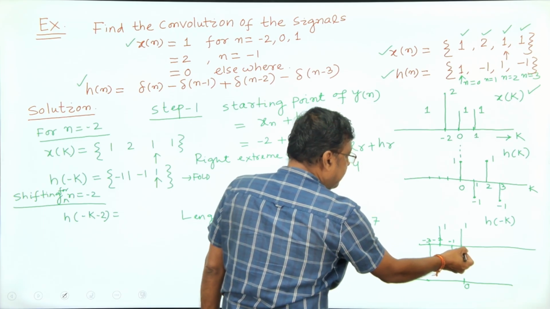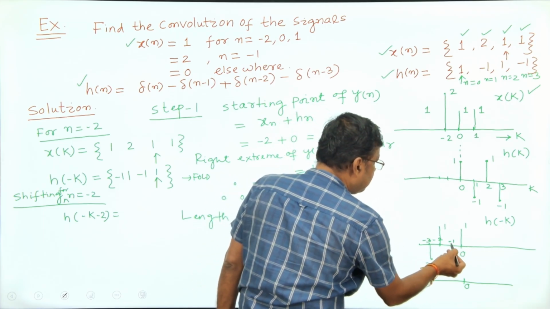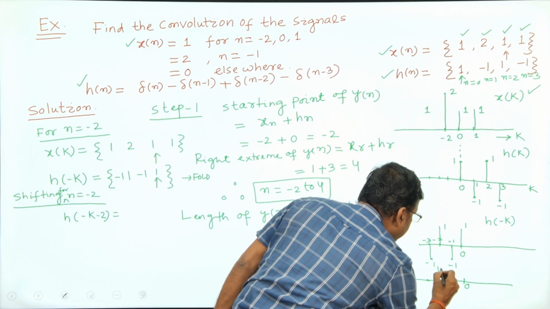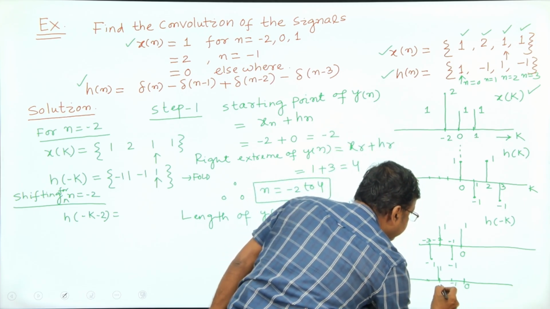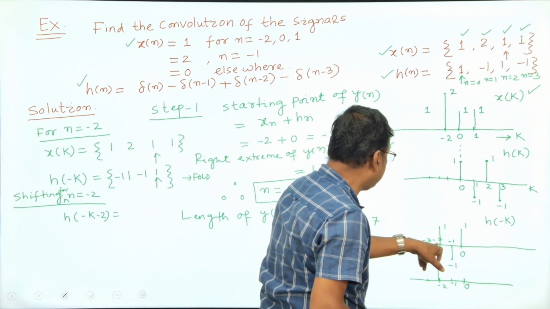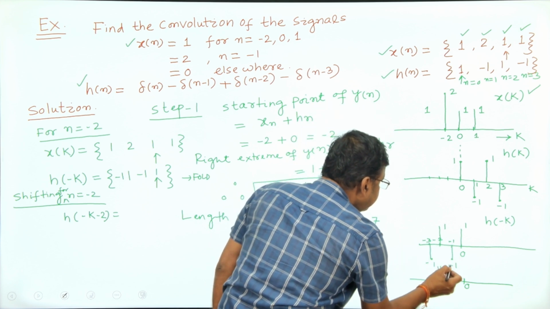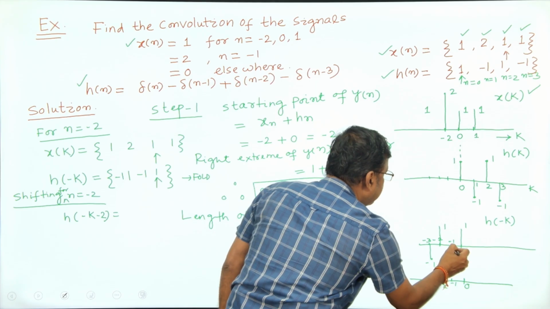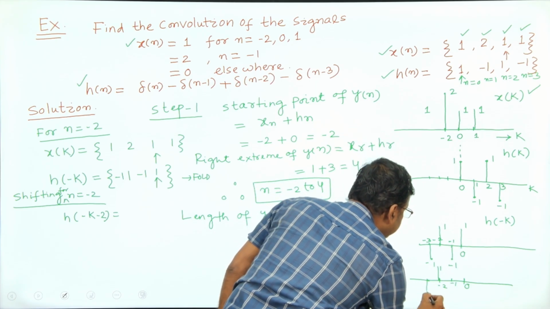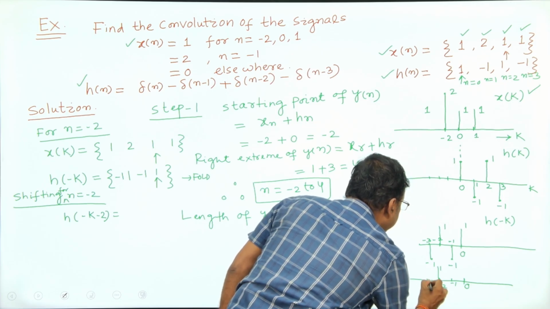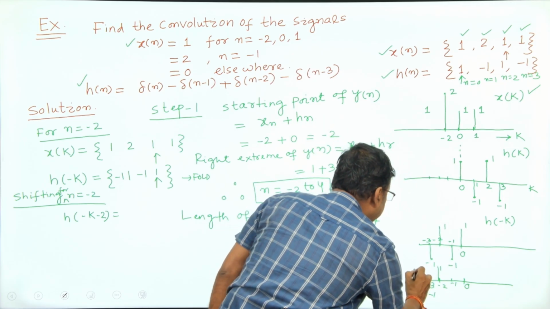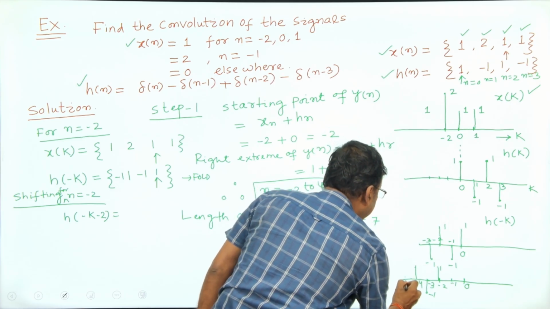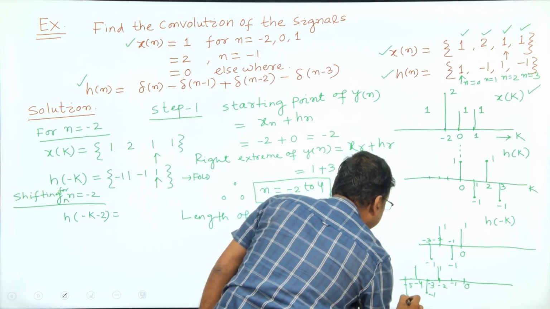Whatever this shifted to left by 2 units, whatever 0 comes to 0, 1, 2, minus 2. This is your minus 1, this is your minus 2. This is your h of 0, minus 1, minus 2. Then whatever minus 1 goes to minus 3. This is your minus 3. Then this is your minus 4. Then this is your minus 5.